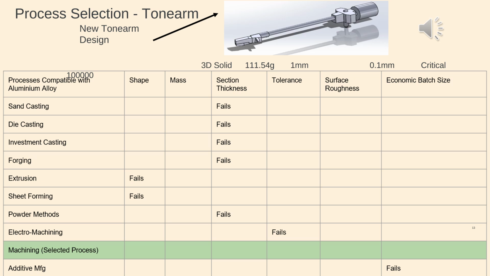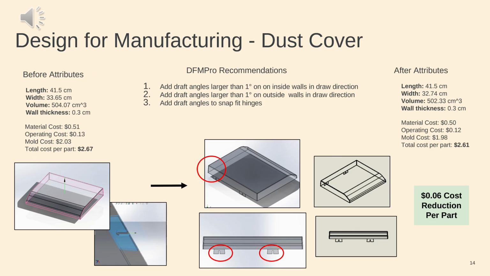Now, we decided to make it out of aluminum alloy as it is light while also having a lot of wear resistance. The shape of the tone arm is a 3D solid with a mass of 111.54 grams, 1 millimeter section thickness, a 0.1 millimeter tolerance as it has to be very specific, critical surface roughness as it has to connect to the needle, and an economic batch size of 100,000. Out of these options, we decided that machining was the best possible option as everything else fails.